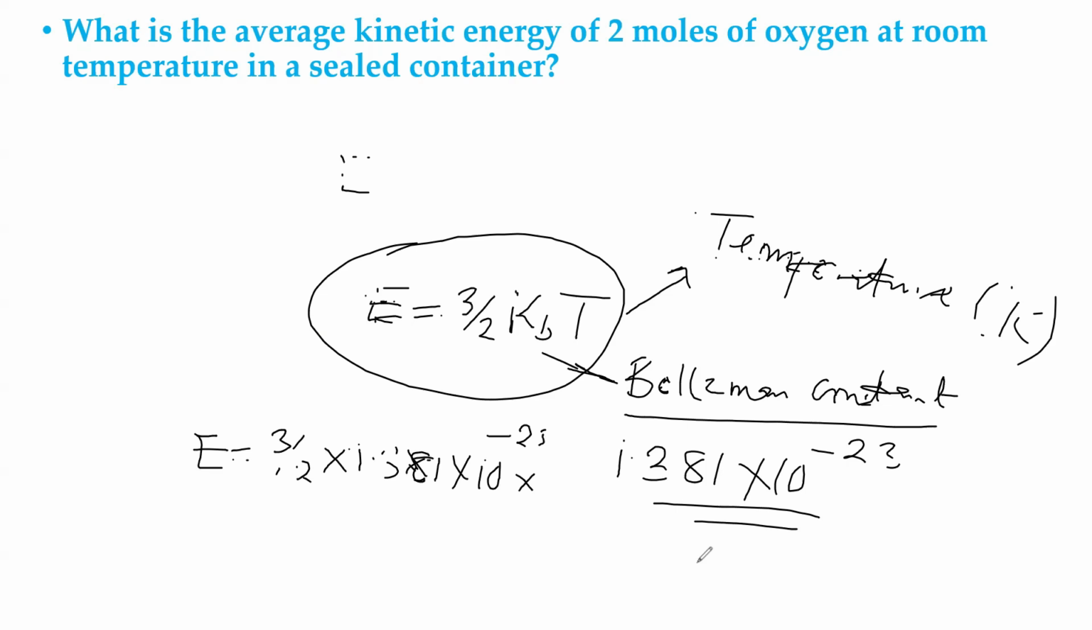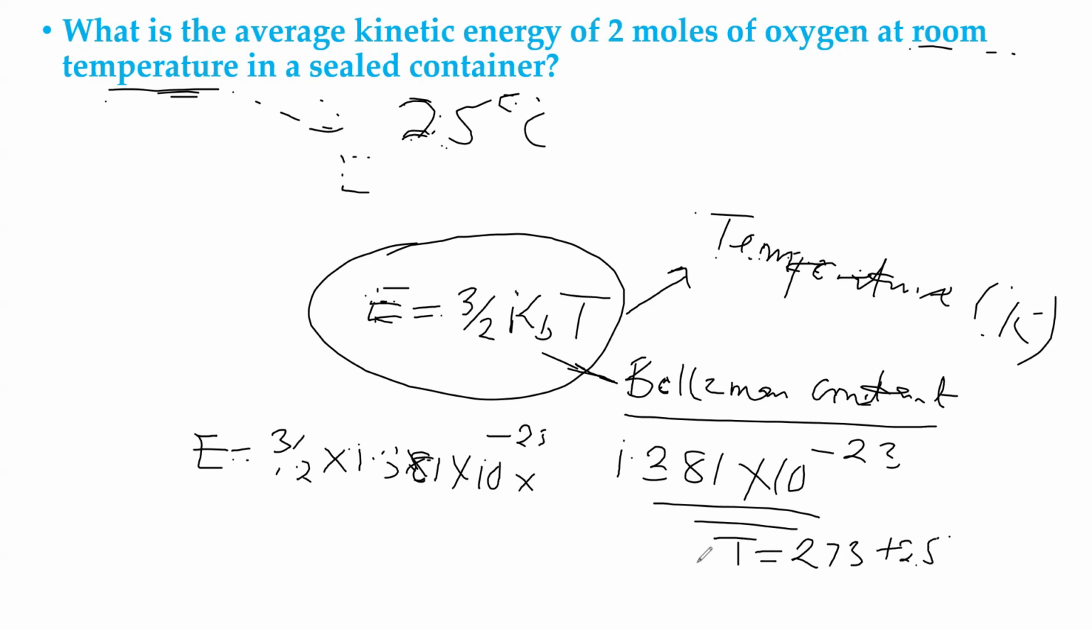From the question, it states that the temperature is room temperature. Whenever we say room temperature, it means that the temperature is 25 degrees centigrade. And remember, if you want to convert the temperature from degrees centigrade to Kelvin, we have to add 273. So T is equal to 273 plus 25. Therefore, we have 298 Kelvin.